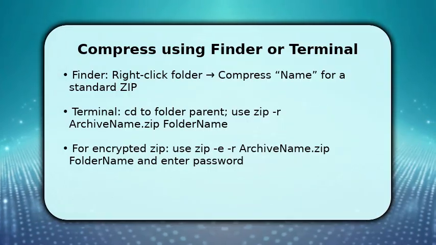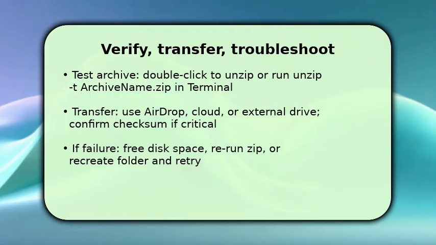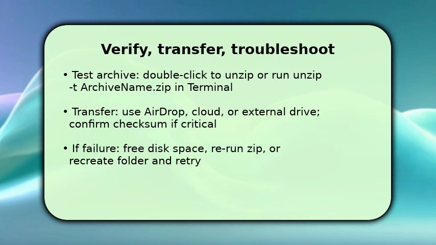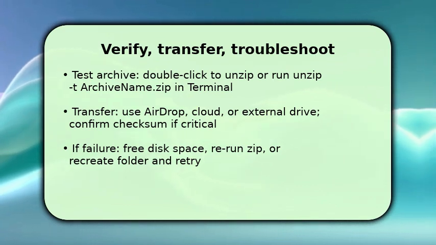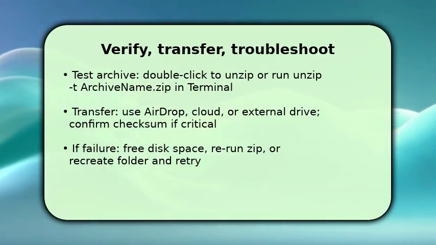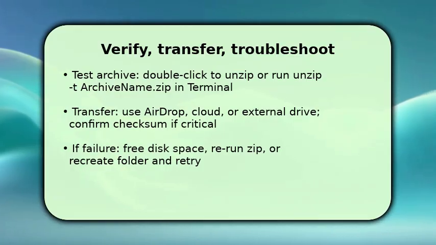After creating the zip, verify it immediately. You can double-click to extract in Finder or run unzip -t archive_name.zip in Terminal to test integrity. Once verified, transfer via AirDrop, cloud storage, or external drive. For important files, compare checksums before and after transfer.